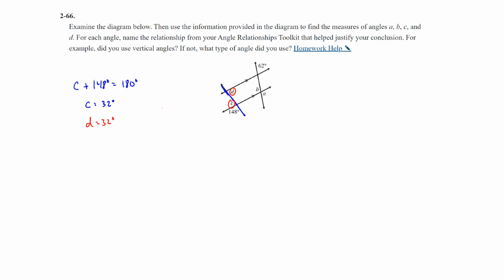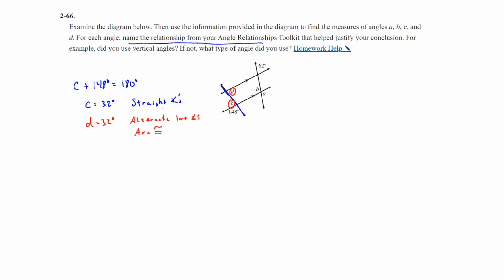And make sure you go back and explain why C, because it says name the relationship. So C is equal to 32 degrees because of straight angles. And then also D, we said, was because alternate interior angles when we're using 2 parallel lines. So alternate interior angles are congruent, or their measures are equal. Either way you want to write that. And once again, because of the 2 parallel lines.